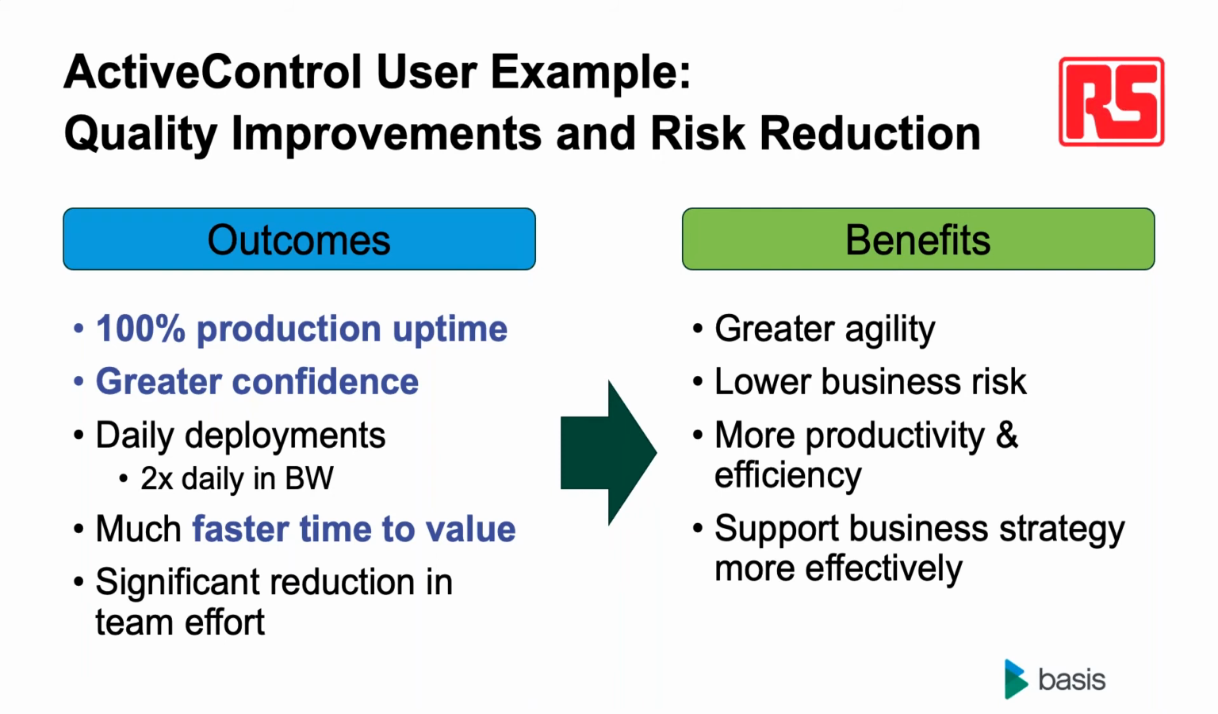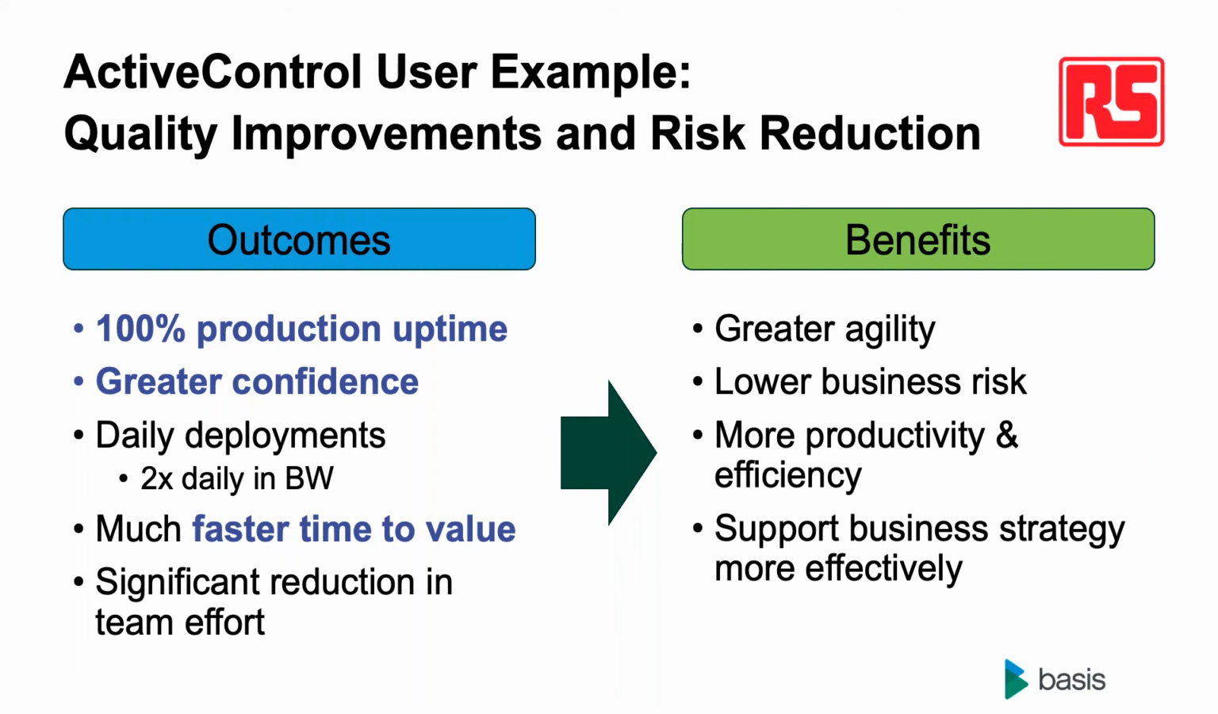And as you can see, from a quality perspective, we've got that bullet there, 100% production uptime. So essentially, they've eliminated unplanned production downtime caused by technical problems after deployments. So that's what that means there, and that's a big outcome for RS Components. But it's not just about that safety of systems for them.